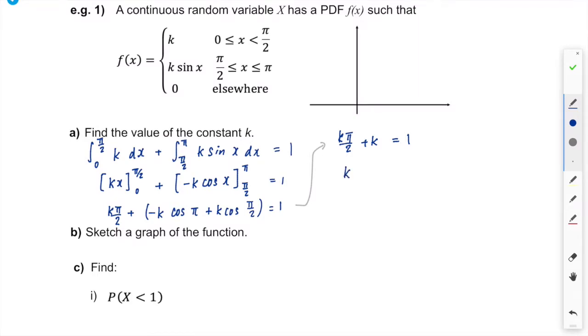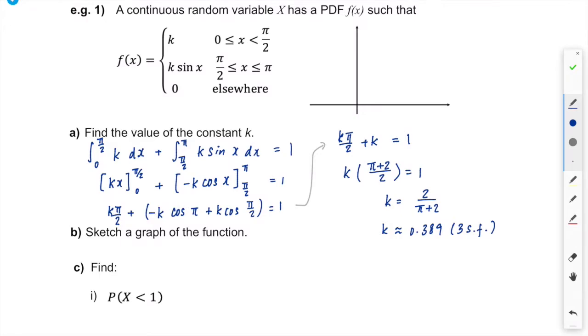So k is pi over 2 plus 2 over 2. So pi plus 2 over 2. So that's k is equal to 2 over pi plus 2. Okay. If you work this out, this is approximately 0.389 rounded to 3 significant figures.